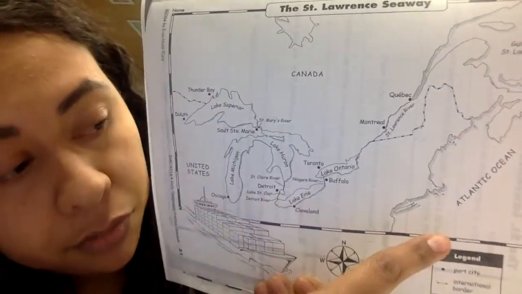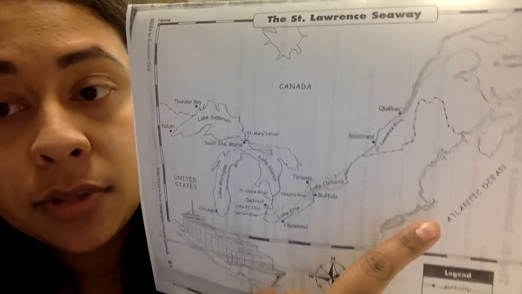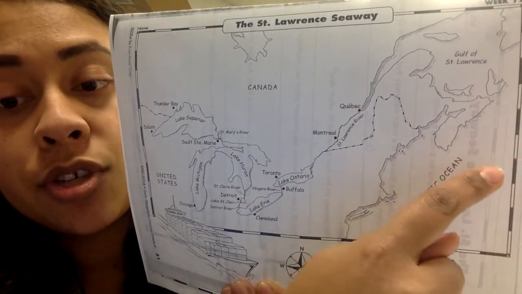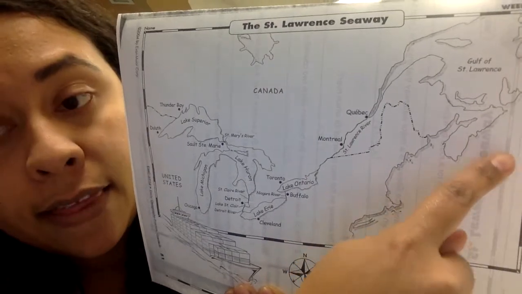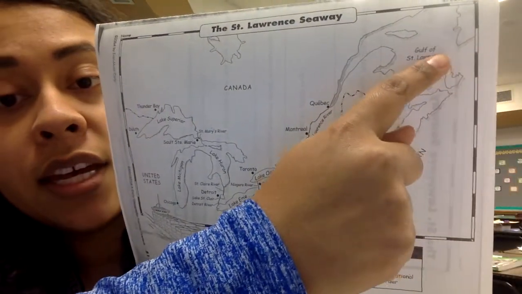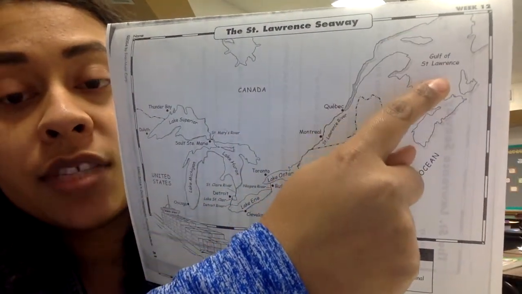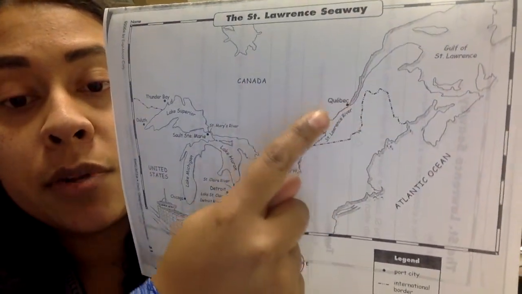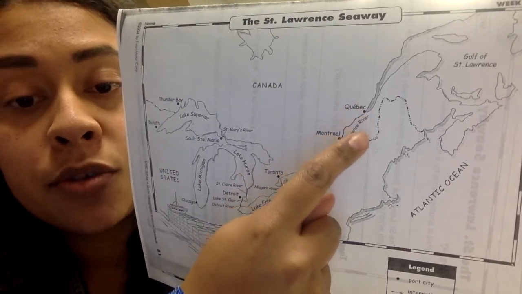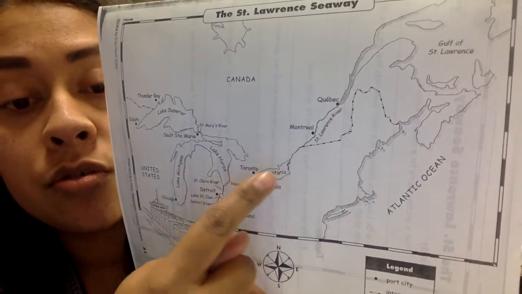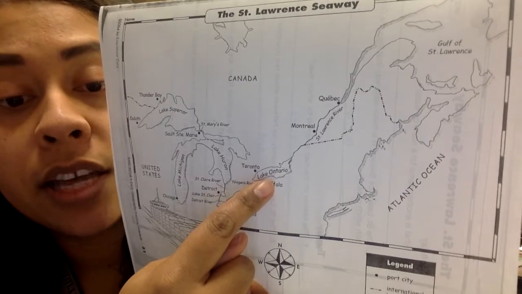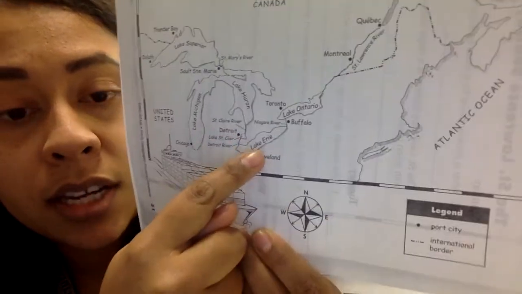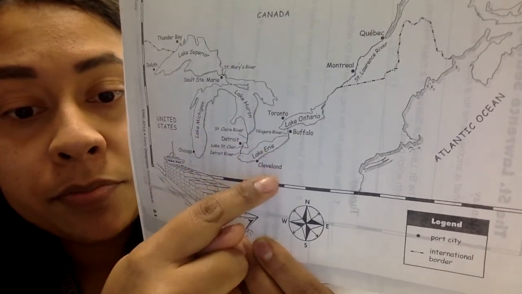So then we have the Atlantic Ocean. We have the Gulf of St. Lawrence. So it looks like the Atlantic Ocean is all of this over here. And then it moves through and it all connects through the Gulf of St. Lawrence. And it all moves through these smaller rivers. Here's some cities: Quebec, Montreal, Toronto. Here's a lake, Lake Ontario. Then here's Buffalo, Lake Erie, Niagara River.